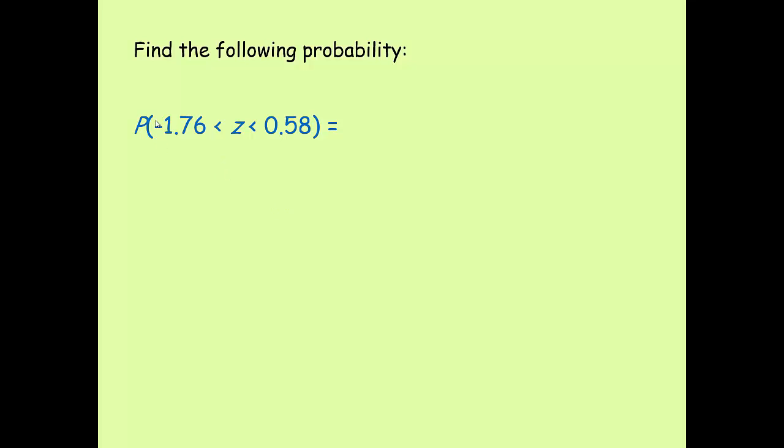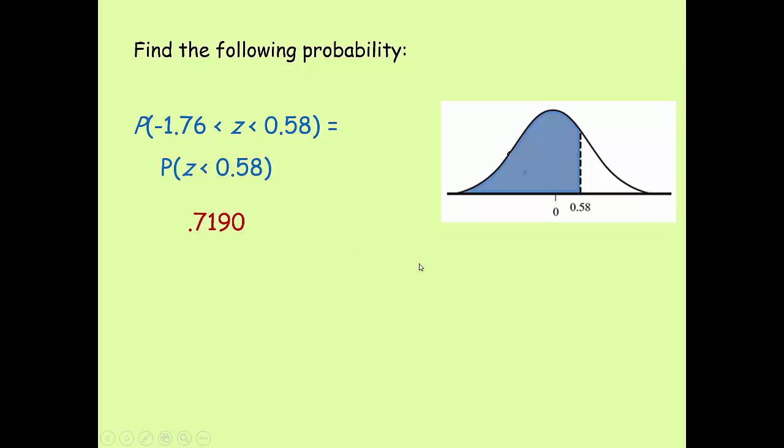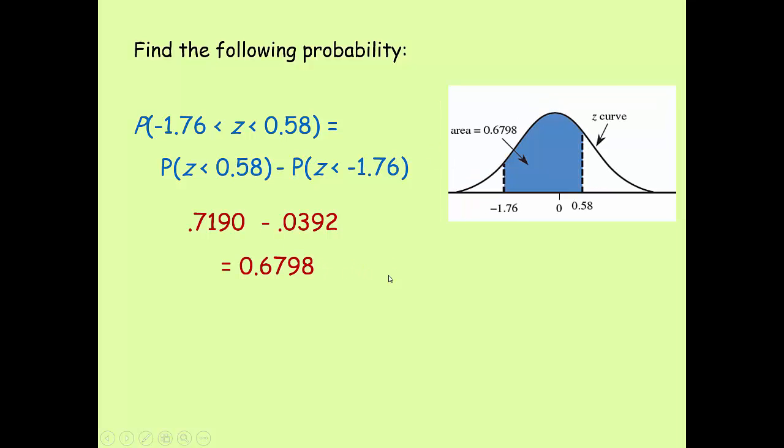What if we're interested in our random variable lying between two z-scores? Well, I get the area to 0.58, which was 0.7190, and then I get the area to negative 1.76. I could subtract the two and that would give me my middle area. So whenever you want something in between, you just take the larger z-score's area minus the lower z-score's area, and that gives you your area in the middle.